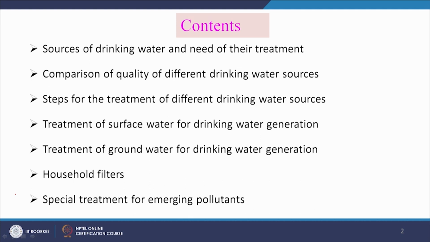Now, we will discuss here the sources of drinking water and the need for their treatment, comparison of quality of different drinking water sources, then steps for the treatment of different drinking water sources, treatment of surface water for drinking water generation, treatment of groundwater for drinking water generation, household filters and special treatment for emerging pollutants.